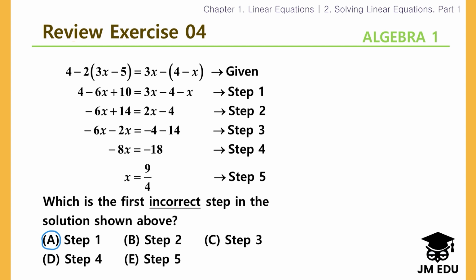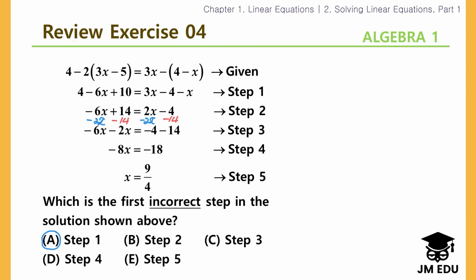Okay, from step 2 to step 3, we have negative 6x plus 14 is equal to 2x minus 4. What they did here is they subtracted, right? They subtracted 2x each side to eliminate 2x on the right hand side. And they also subtracted 14 each side to eliminate 14 on the left hand side. So let's write minus 14 here, minus 14 here.